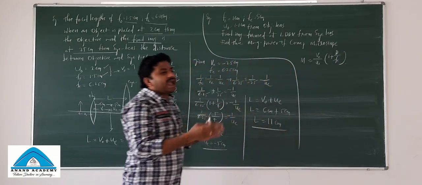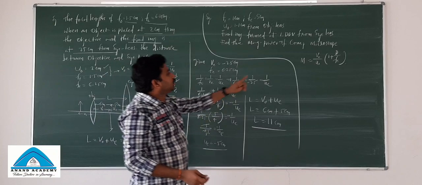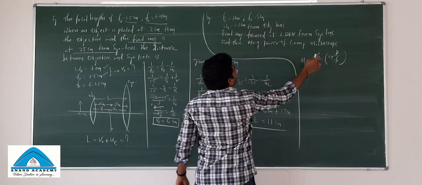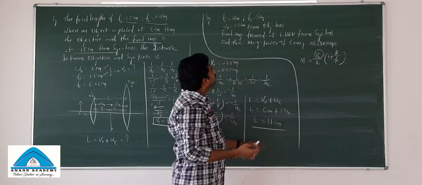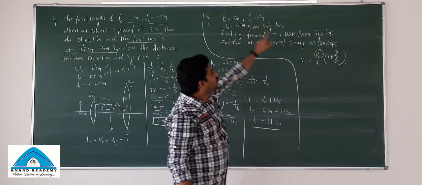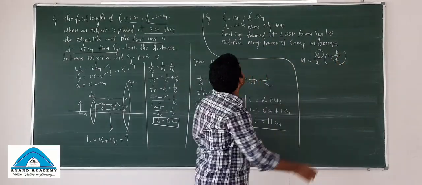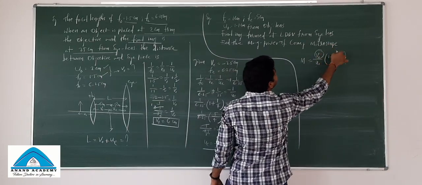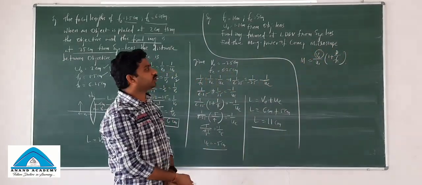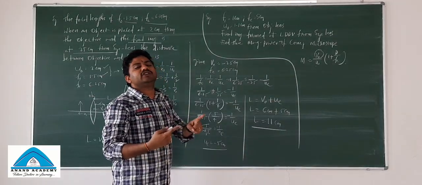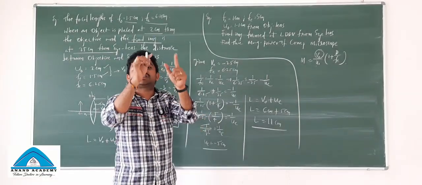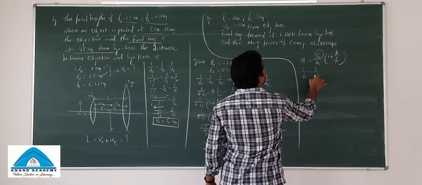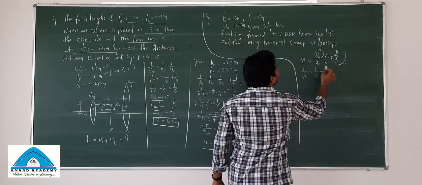Let's see, whatever the values are there. V naught, where is the V naught? V naught value is not there. U naught, yes, U naught is here. 1 plus D is 25 centimeters. FE, yes, FE is also there. Everything is there, U naught, D, FE. V naught, how can you find? V naught you can easily find out if you apply the lens formula for the objective lens. So what's the lens formula? 1 by F naught is equal to 1 by V naught minus 1 by U naught.